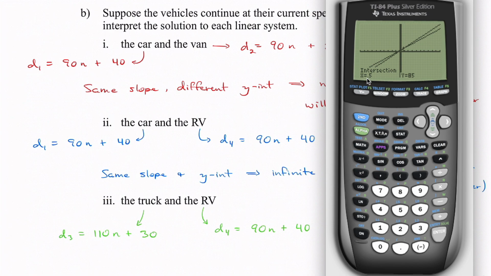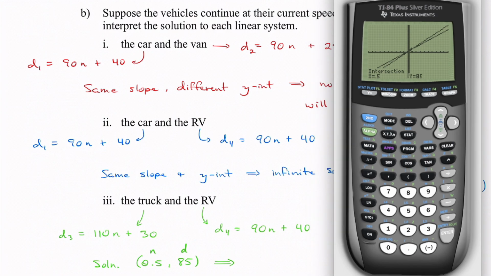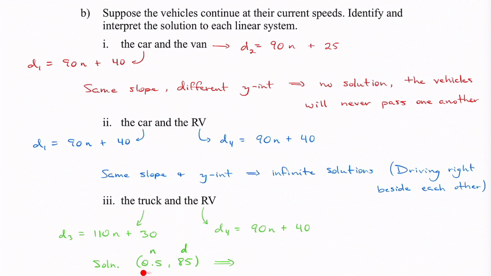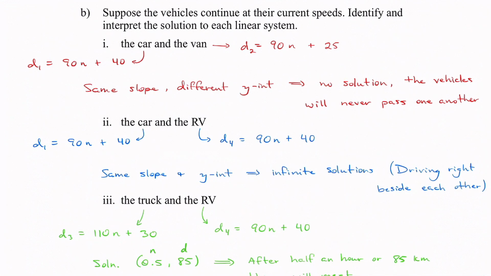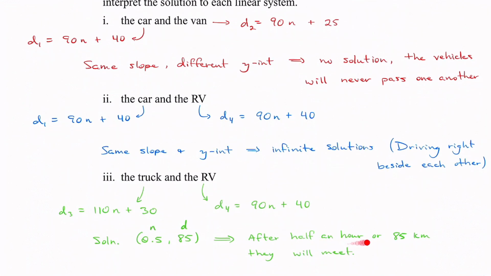And we get x is 0.5 and y is 85. So let's just write that down. We get our solution, 0.5 and 85. And instead of using x, we used n. So rather than this first term being an x, that is actually n, the number of hours, and the 85 is actually d. To interpret what this means, after 0.5 hours, they are both at the 85 kilometer mark. So let's write that. After half an hour, or for driving for 85 kilometers, they're both going to be at the same spot, which means they are going to meet or cross paths.